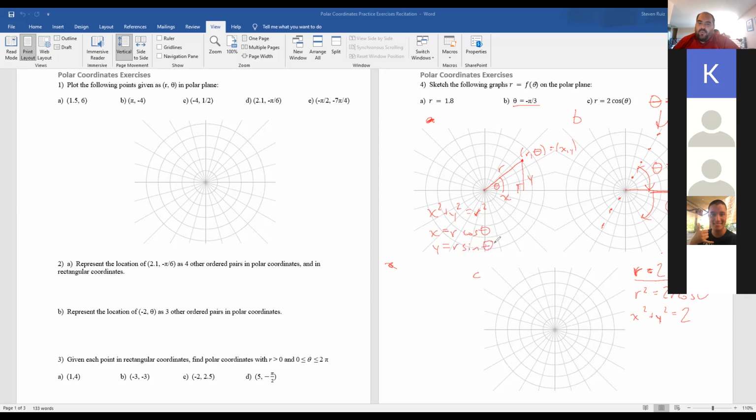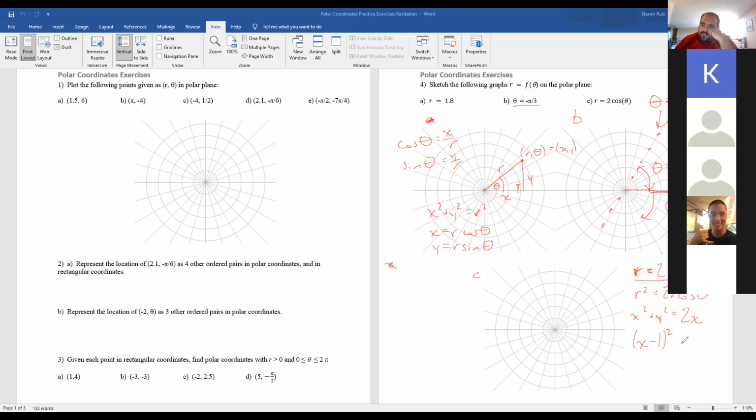And if you want to build up a little slower to that, you can say that cosine theta is equal to x over r, and sine theta is equal to y over r. So based on that, I would have r squared equals 2r cosine theta, and x squared plus y squared equals 2x. And yeah, we know that's going to be a circle. We can complete the square on it, and I'll fast forward a little bit in the interest of time.